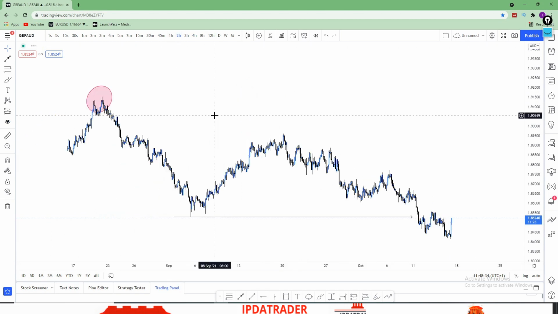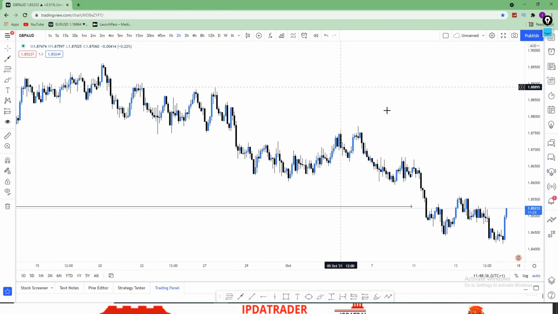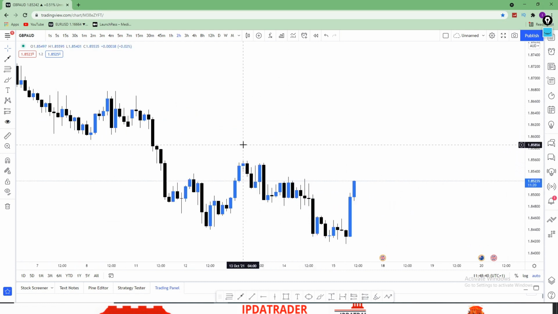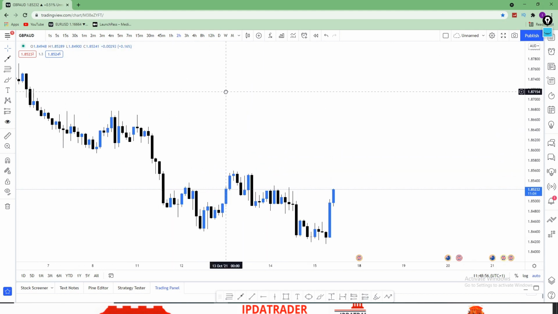Let's go to a 2 hour, and this is where things actually get interesting. This is where I would actually look and start framing POIs. But once again, this is how I do it. You can very well do the same thing on a 15-minute, on a 5-minute, on a 1-minute, on an 8 hour, on a daily. The market is fractal and every pattern repeats itself on every time frame. So you just need to find what works for you.